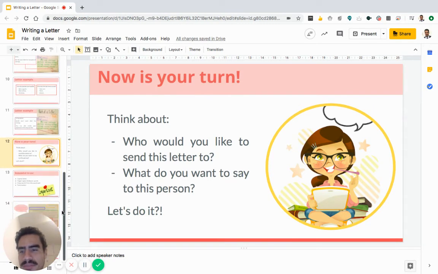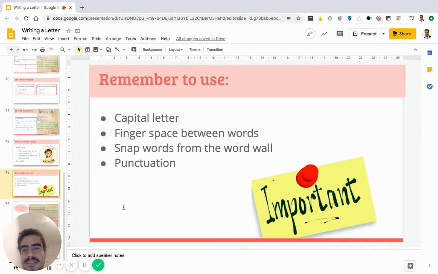Let's do it. Before we start, let's remember important things that we always need to remember when we are writing. Remember to use a capital letter at the beginning of each sentence and also to write names of people. Also remember to use finger space between each word. Remember also to check your spelling. So check the snap words using the word wall that you have. And also punctuation: a full stop when you finish a sentence.